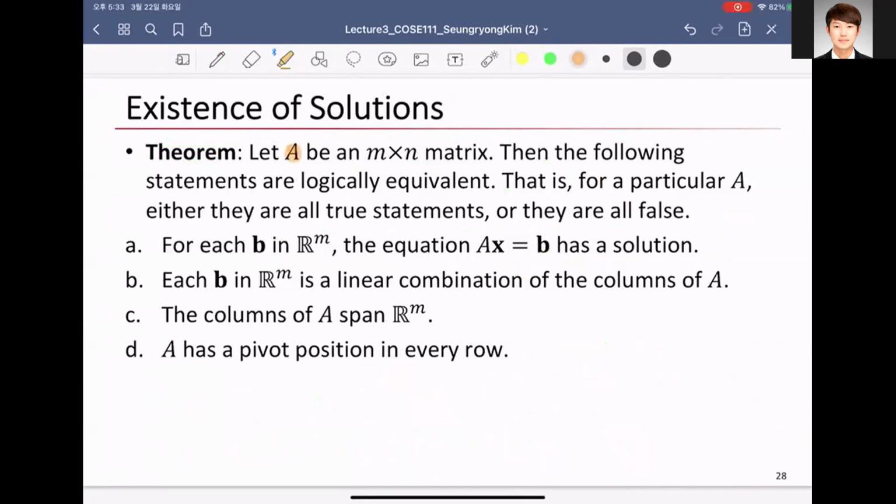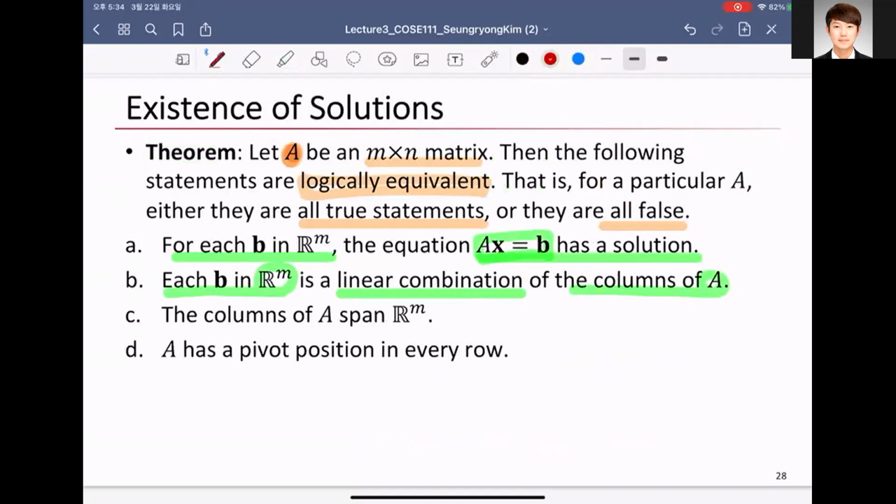So, let's get started. A is an n by n matrix, then the following statements are all logically equivalent. That is, for a particular matrix A, either they are all true statements, or they are all false. For each vector B in Rm space, the matrix equation AX equals B has a solution. Each B in Rm space is a linear combination of the columns of matrix A.